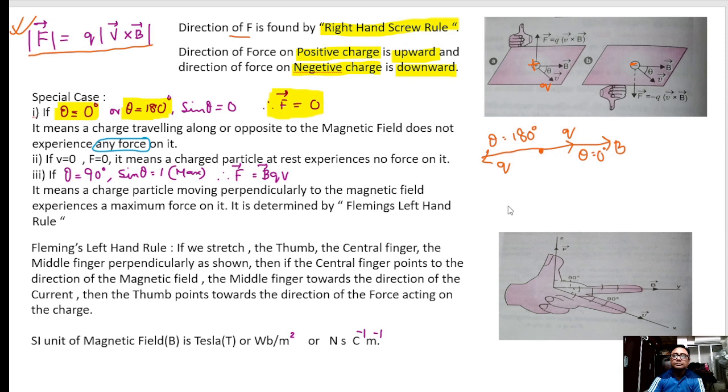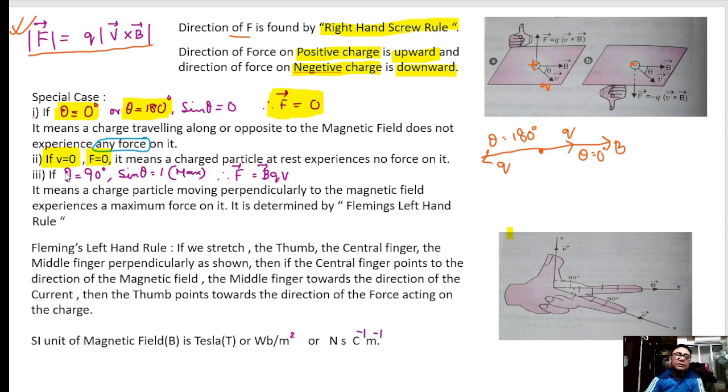Similarly, if v is 0, that means if the charge is stationary, F will be 0. If v is 0, the F will be 0. Clear? That means the charged particle will be at rest and no force will be acting on it. That means force can act only on moving charges.